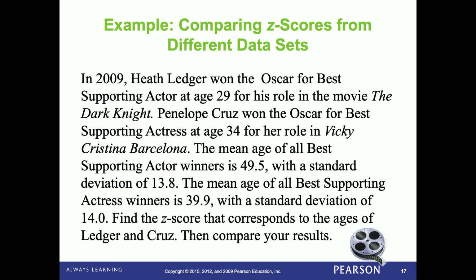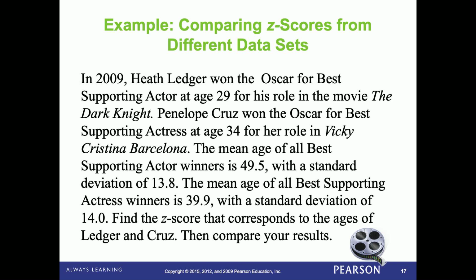So here's an example. In 2009, Heath Ledger won the Oscar for Best Supporting Actor at age 29. That is the data point, that's x, for his role in the movie The Dark Knight. Penelope Cruz won the Oscar for Best Supporting Actress at age 34. That's a different x, for her role in Vicky Cristina Barcelona. The mean age of all Best Supporting Actors is 49.5 with a standard deviation of 13.8.